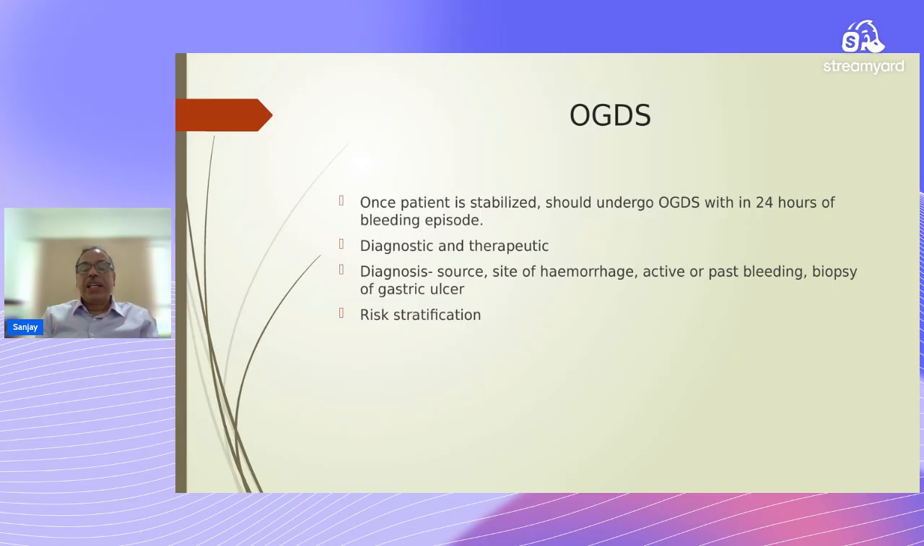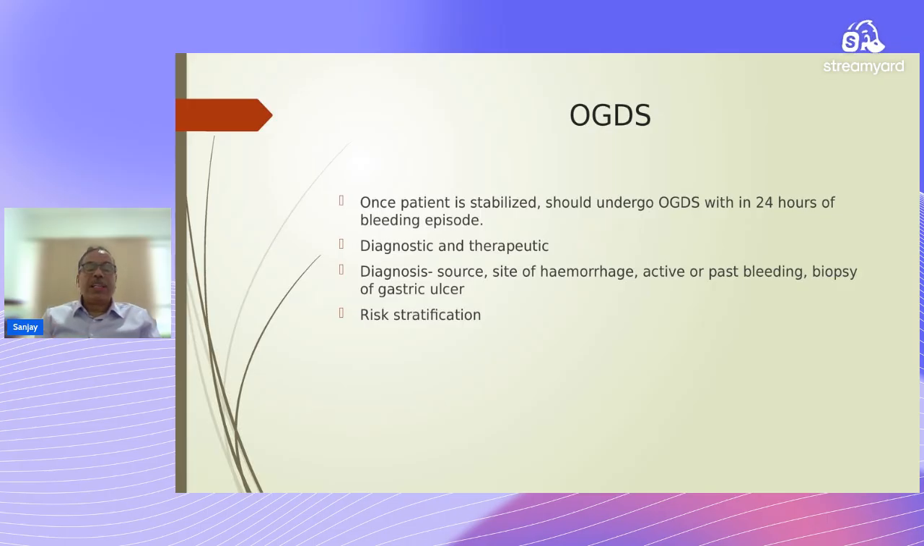Now, OGDS, I think all of you are quite aware that it can be diagnostic, where it would tell you the source, the site of hemorrhage, whether it's an active bleeding or a past bleeding, and you can also take a biopsy if there's a gastric ulcer. You can also do risk stratification on OGDS.